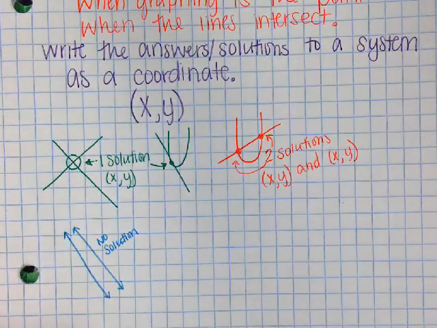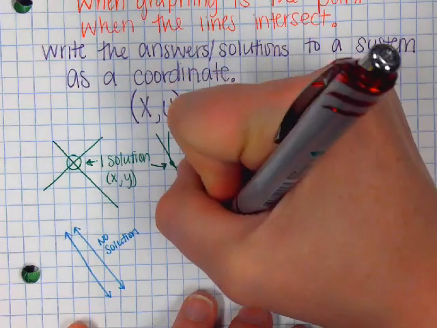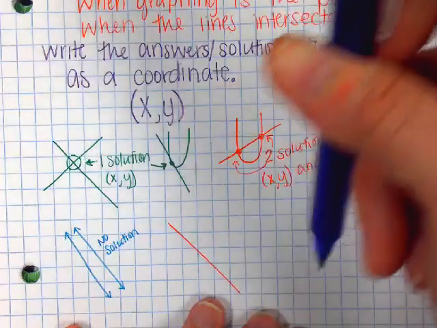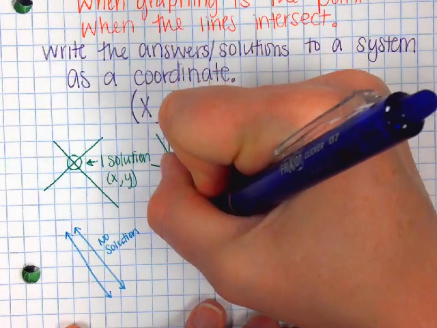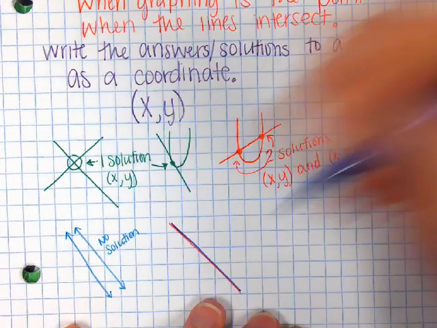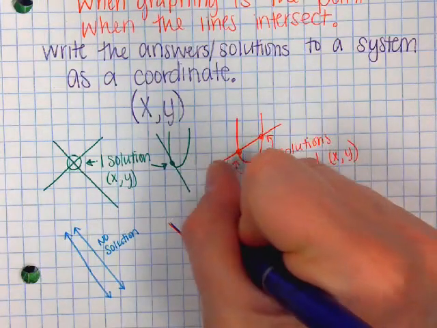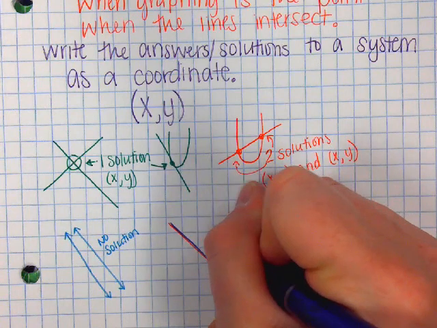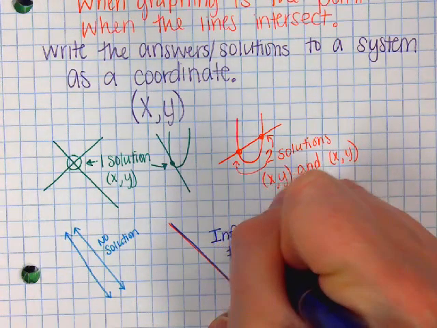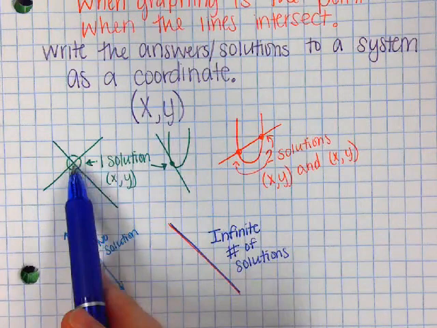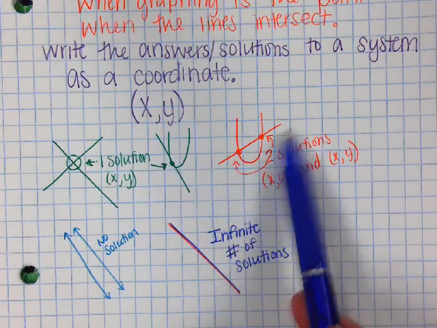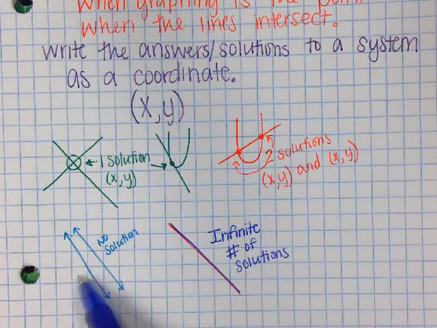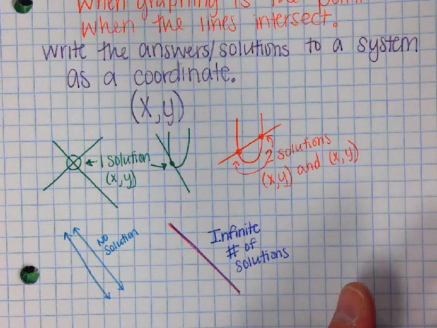Okay, you can have an infinite number of solutions. If we have this line, and then this one, so if you have two of the same exact equation, then there are an infinite number of solutions. So you can have one because they just cross at one place. You can have two solutions, like with a parabola or some other type of equation. You can have no solutions because they never cross, and you can have an infinite number of solutions.